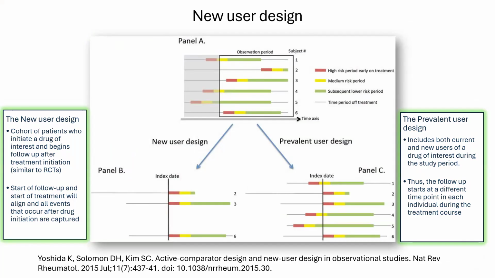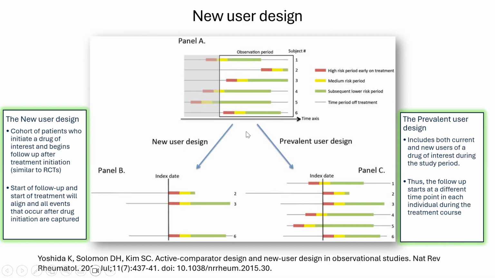Now let's look at the second important principle, which is the new user design. Let's look at this particular picture, panel A. Here, whatever is the gray line is when the patient does not have a treatment. Whatever is colored is the period where the patient is receiving treatment. Whenever you start a drug, there's this initial high risk period where there's a high chance of adverse effects. Then there's the medium risk period where there's less chance of adverse effects. Then there's the green area where, once the patient tolerates the drug, they have a lower risk of adverse effects.